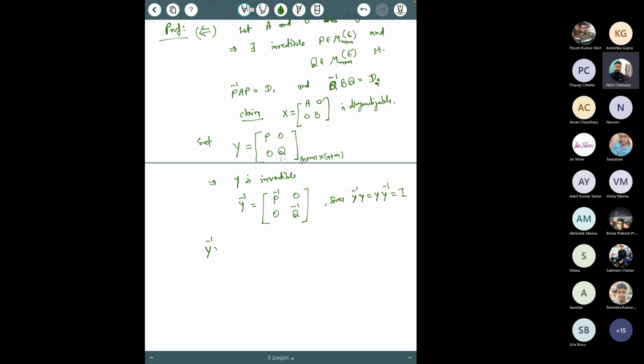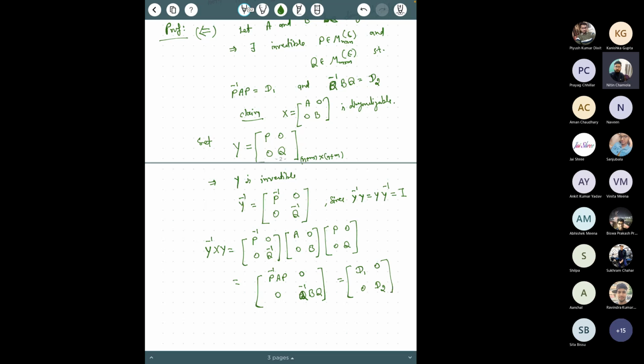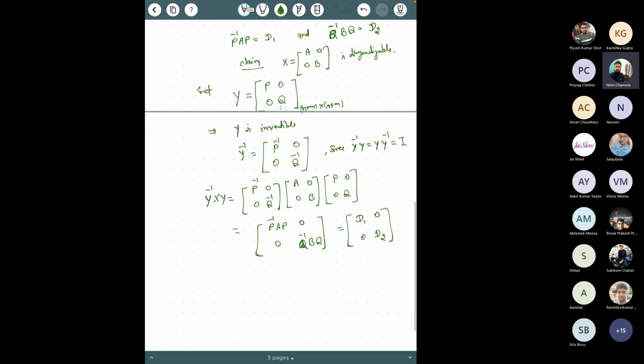Now also look at Y inverse XY. Y inverse is P inverse 0 0 Q inverse, X is A 0 0 B, then we have Y, P 0 0 Q. When you multiply this, you will get P inverse AP 0 0 Q inverse BQ, and this is D1 0 0 D2. D1 and D2 are diagonal, so this is also diagonal. So this implies X is diagonalizable.